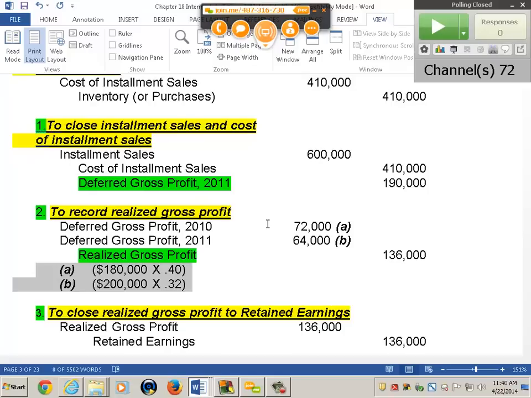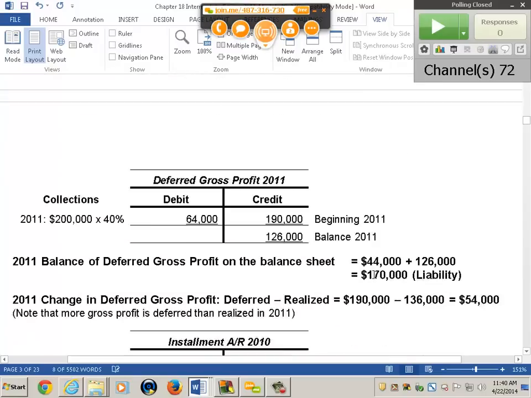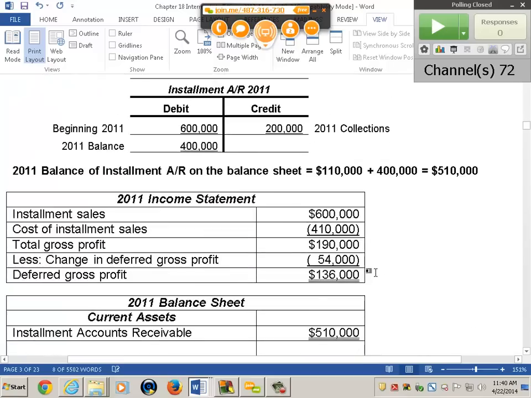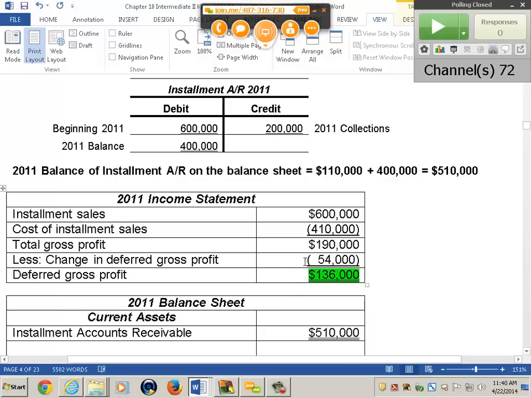Now on the financials, as I said, you don't have to go through all this, but if you wanted to look, this is a deferred gross profit account. It picks up all the years. It also shows you an income statement. So what would happen is that you obviously would have to show 136 as realized in this year, and you'd have to make an adjustment for the deferred gross profit on the income statement, right?